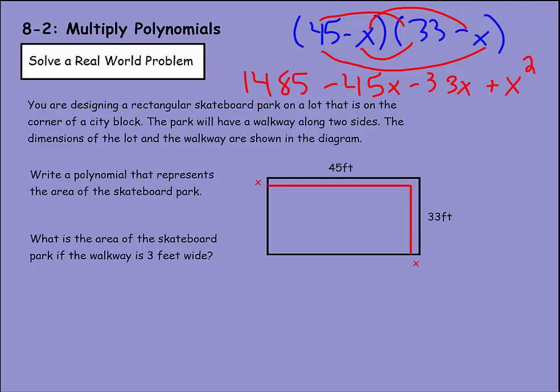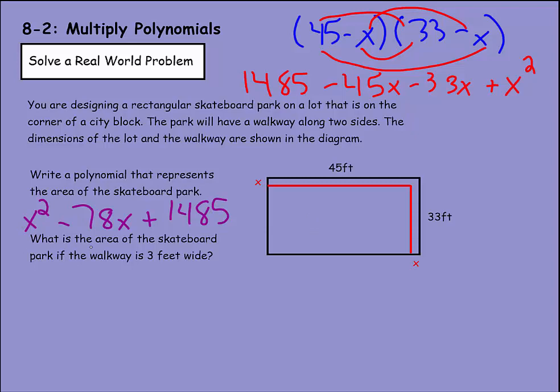So if I was going to write this in descending order, I would start with the x squared. So we have x squared. Negative 45x minus 33x gives me negative 78x. And then plus 1485. So this would be my polynomial expression to find that area.